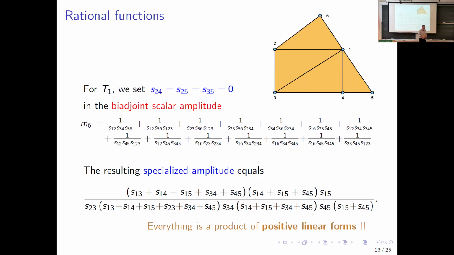specialize. So rather than working with 6 critical points, 6 being a very, very large number, I now have only 1 critical point. And that gives me this specialized amplitude.